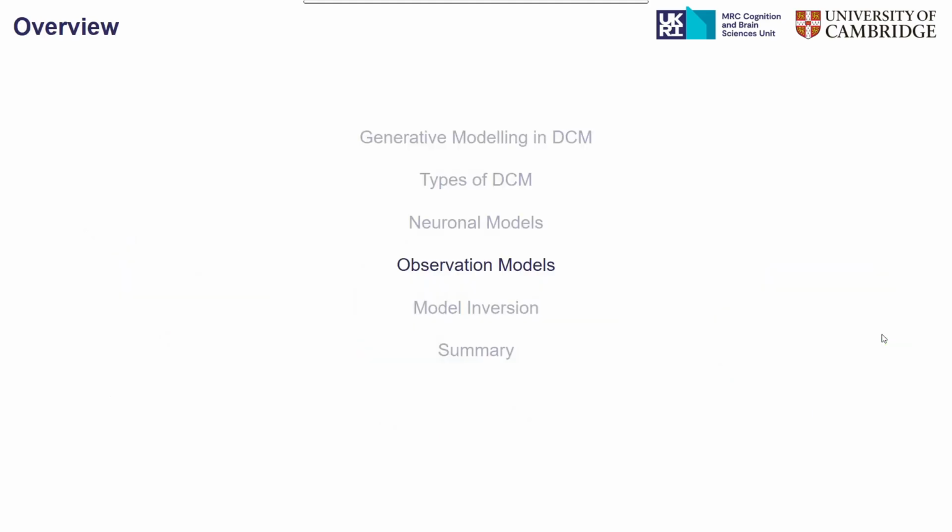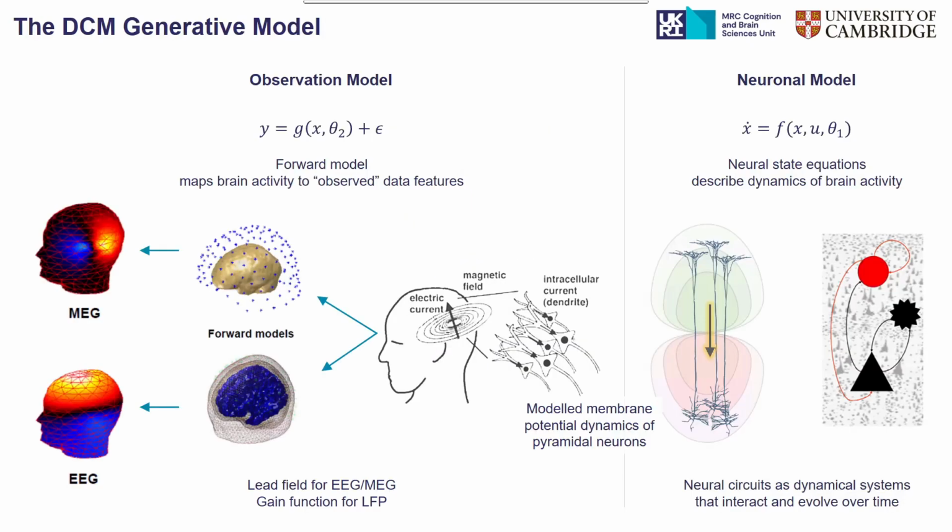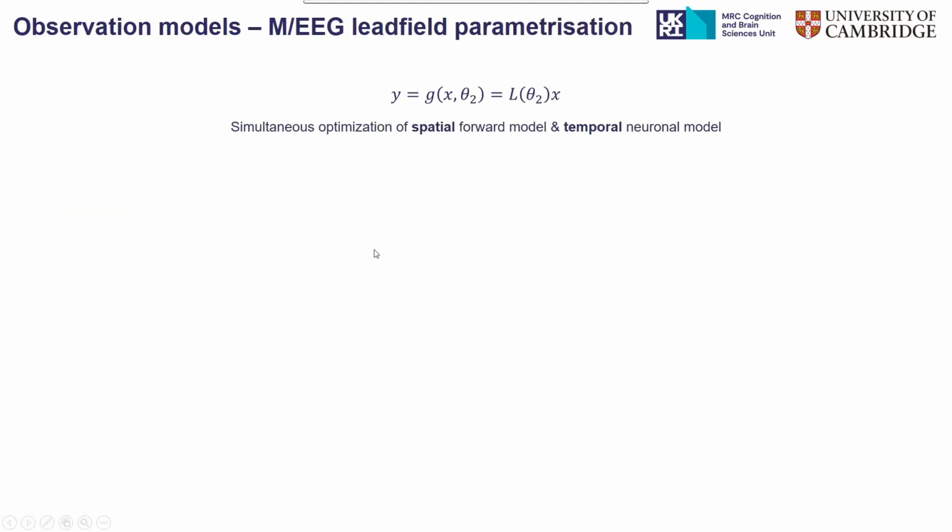So this covers the section on neuronal models. We now move on to observation models. Now, as we saw earlier, the observation model takes the depolarization of pyramidal cells and translates it to observed data features using a forward model. DCM simultaneously optimizes the spatial forward model and the temporal neuronal model, which we saw earlier.